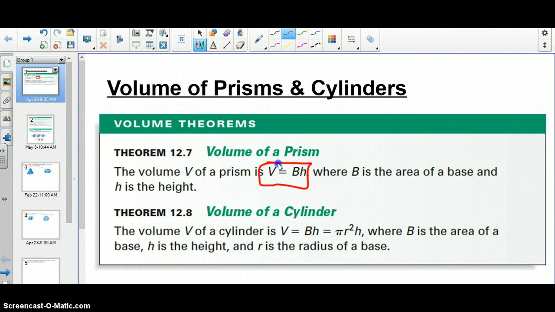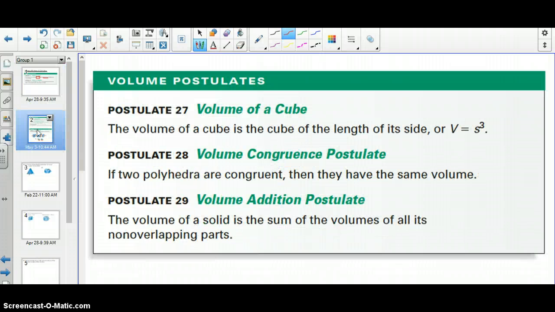So if you can find the area of the base, where B is the area of the base, and you can find the height, then volume is just the area of the base times the height. Okay, a couple more vocabulary just to get you familiar with some things.